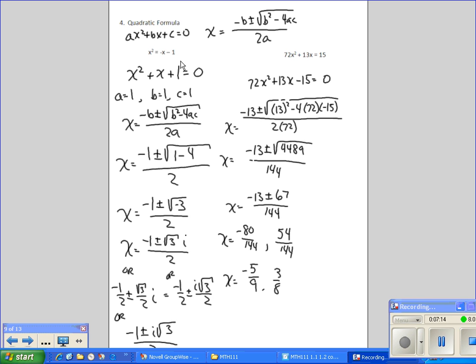Okay, so first we need to get this in standard form. So bringing the x and the 1 over to the left side of the equation.